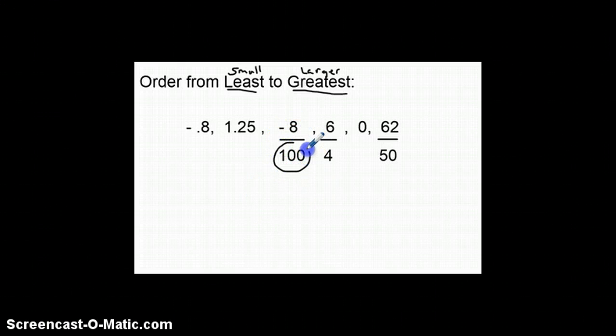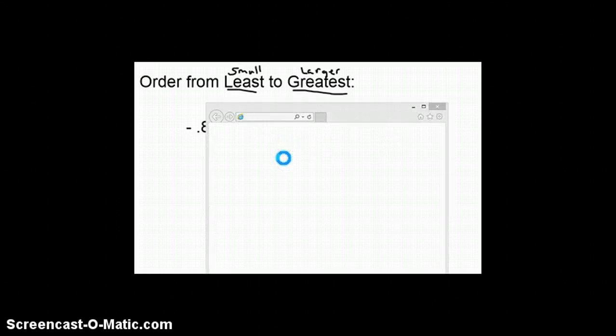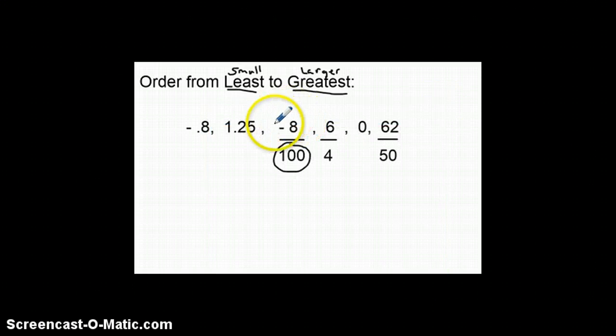If this is out of 100 and our numerator is negative 8, so we're going to have negative decimal point. Remember, we want an 8 in the 100th spot, so we need to add that 0 here, so that would be a 0 in the 10th spot and an 8 in the 100th spot.